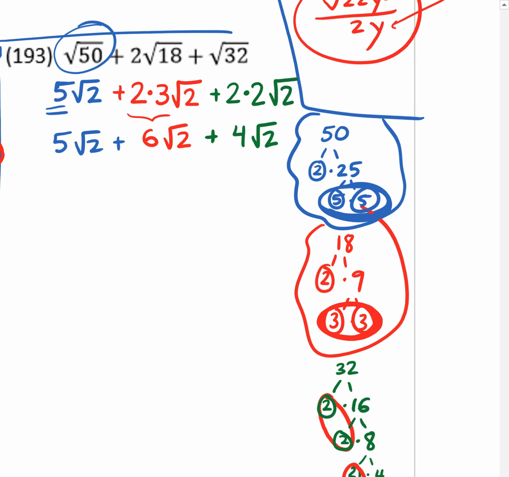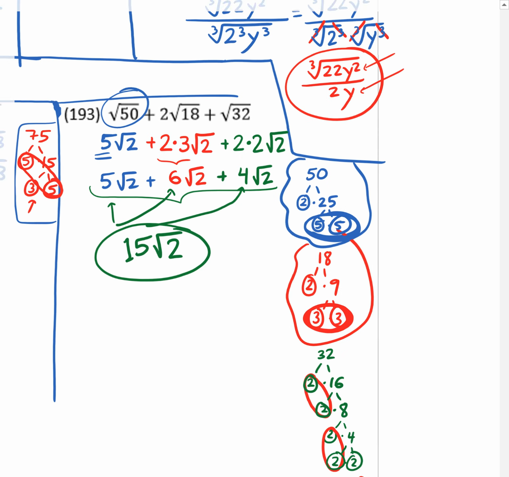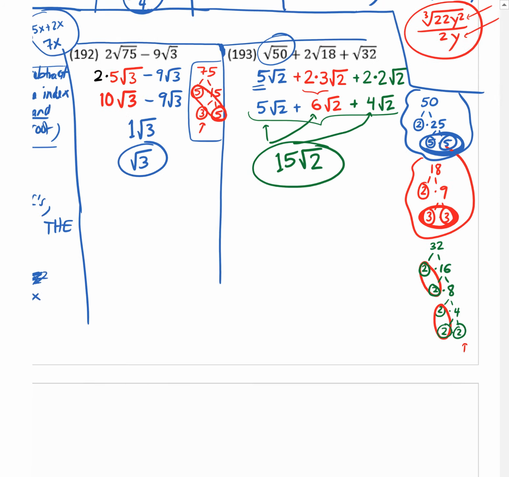Now we can just add. So think of this, since they all have the same root, they all have a root 2, you're just adding the coefficients. 5 plus 6 makes 11. 11 plus 4 is 15. And then don't change the root like we said before. Beautiful. Alright, I think we're doing good here.